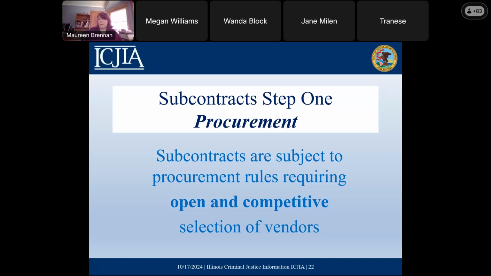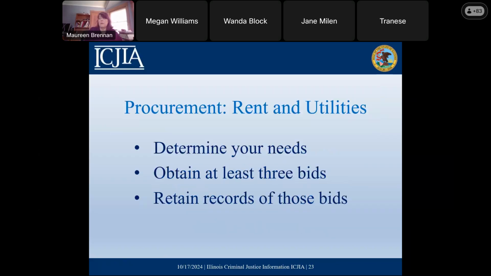A subcontract is a little simpler, but of course it's all subject to open competition for the selection of that vendor. So the paperwork and the approval process for subcontracts does vary by what services or goods you are procuring. So let's look at rent and utilities, for instance. You're not going to issue an RFP for internet services, right?